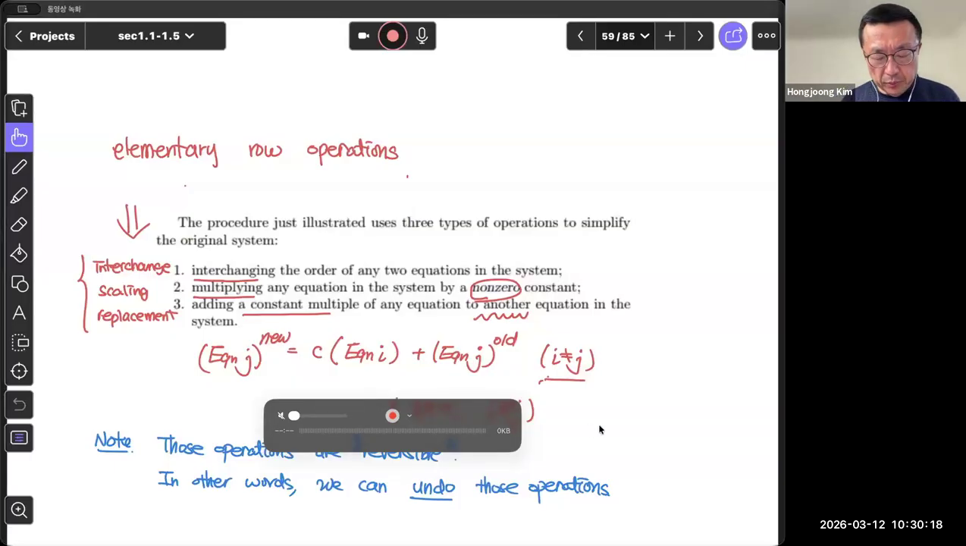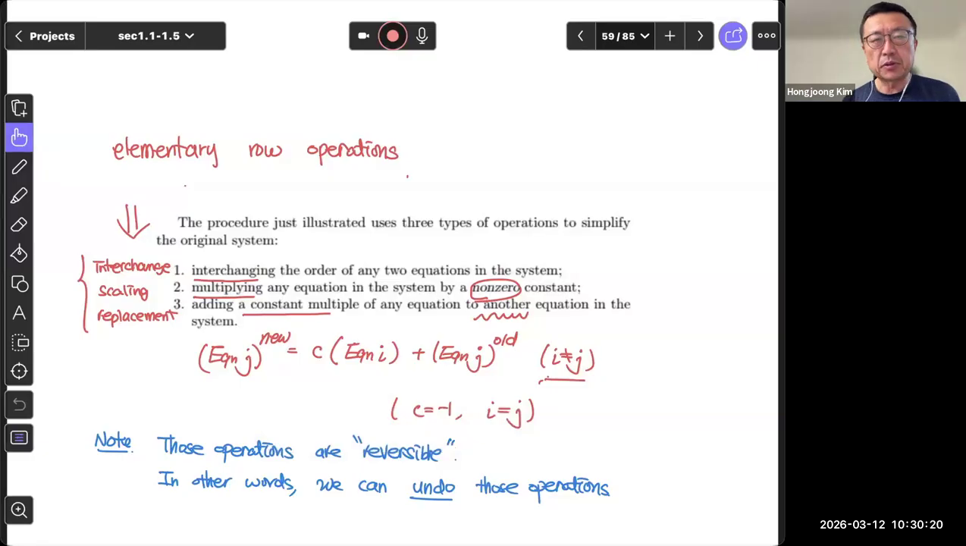We considered the elementary row operations, which consist of three steps. One is interchanging the order of any two equations in the system. The second one is scaling, which multiplies any equation in the system by some non-zero constant. And replacement adds a constant multiple of any equation to another equation in the system. As I mentioned at the bottom, these operations are reversible, which means we can undo those operations.